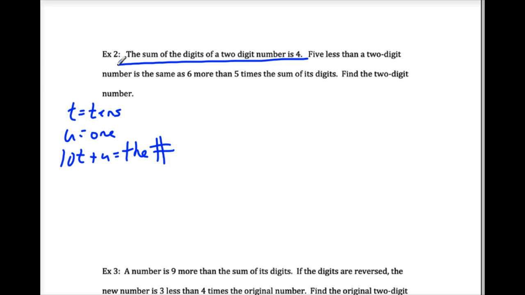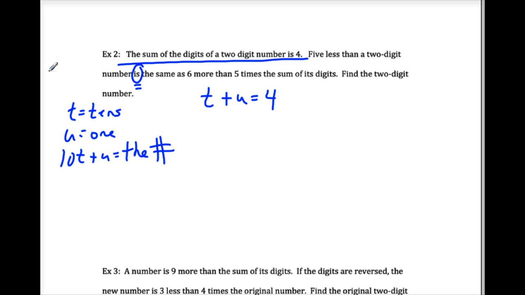The sum of the digits of a 2-digit number is 4. T plus u equals 4. That's the first equation, and that's easy. Now the second equation, everybody try to write it. Read a few words at a time and try to write it. Here's my equal sign right here where the word is. Everybody think they got the left side written?